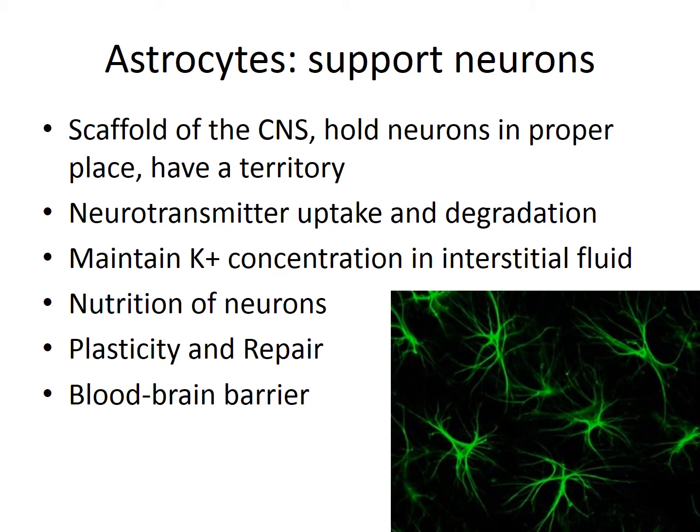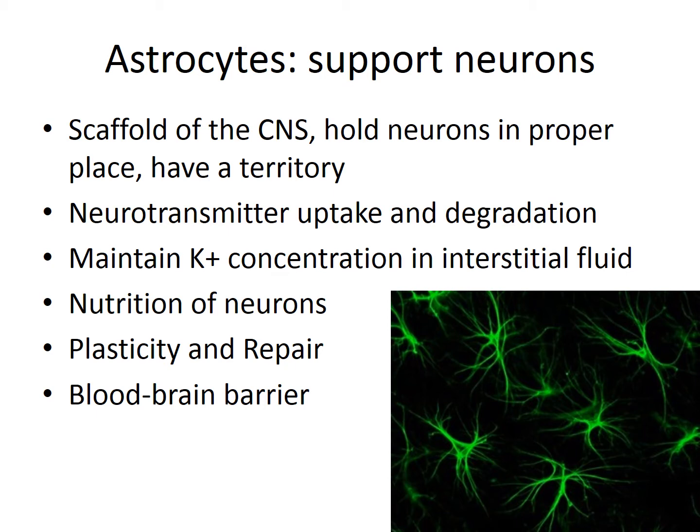They also are involved in mopping up potassium from the interstitial fluid. So the extracellular potassium is removed by astrocytes. They are able to provide some nutrient support to neurons. And in addition, they are able to help do some repair, and they're involved in neuronal plasticity, which is part of how we learn, how we sprout nerve terminals for memory.